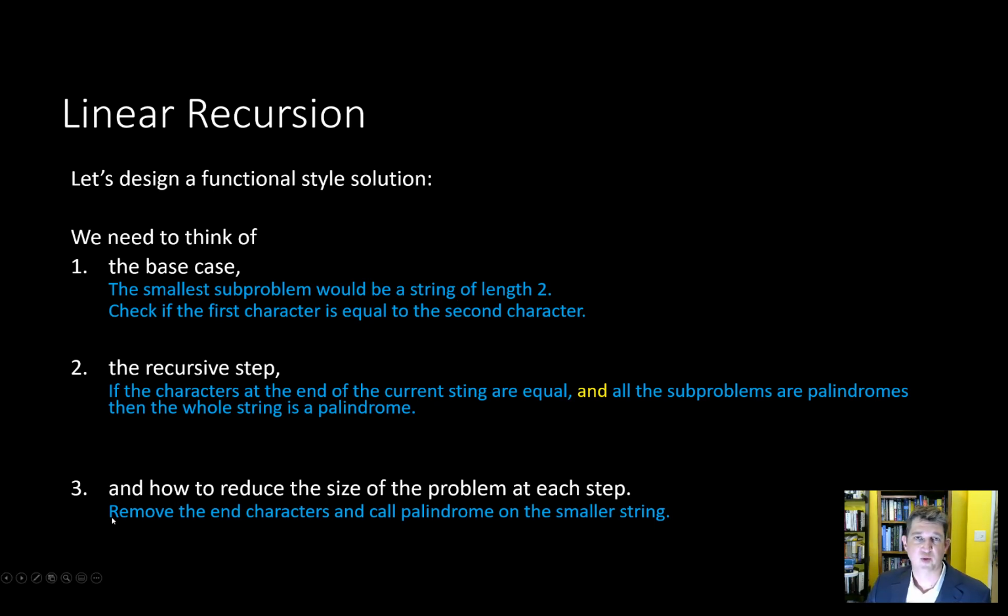The way this is going to shrink the problem at each step is we're going to start off with a string as long as we like, and then at every recursive step we're going to check those end characters, the first character and the last character, to see if they're the same, and then remove them, and then solve the smaller problem of palindrome on a string with the first and last characters removed. So every time we go through the recursive step, it shrinks the string by 2 because it's removing the first and last character. And then we can solve the problem of, is this smaller string also a palindrome?